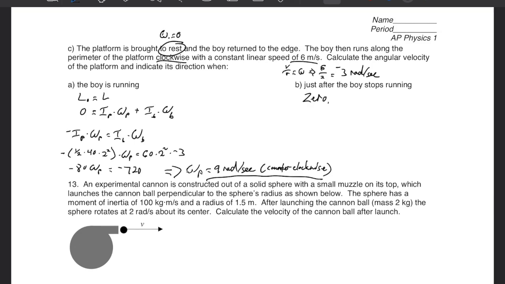The initial angular momentum was 0, so the final angular momentum, when you account for everything and add it all up, has to be 0. So the boy going in the negative direction, going down to 0, means everything going in the positive direction also has to go down to 0. So the initial angular momentum was 0, so the final angular momentum must be 0. And the only way that can be true is if the platform's not moving, in this case.